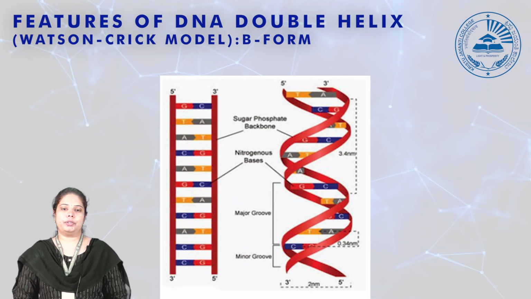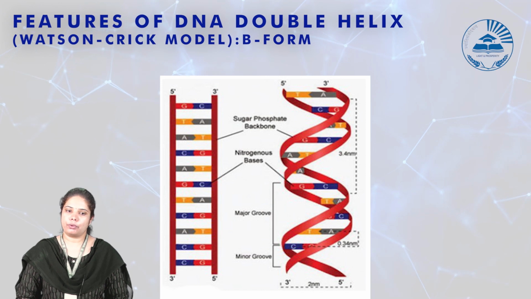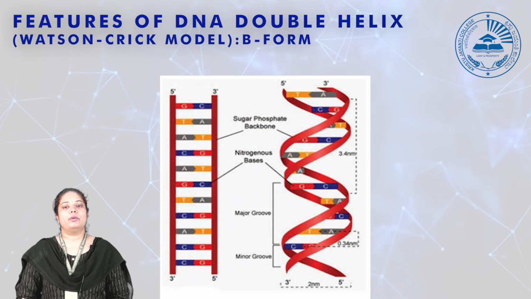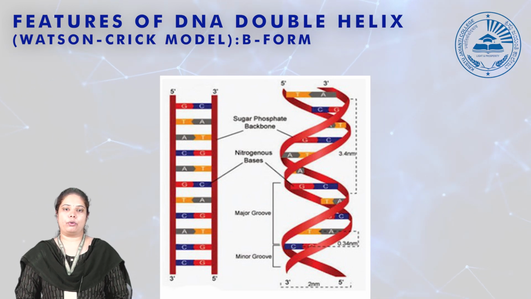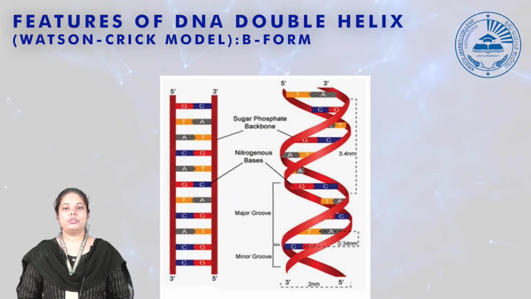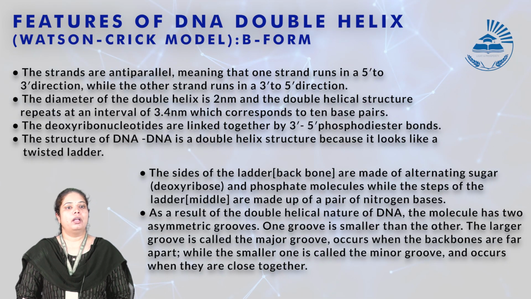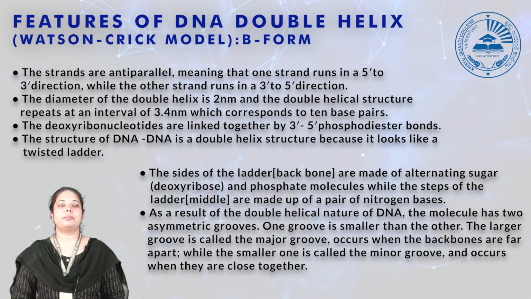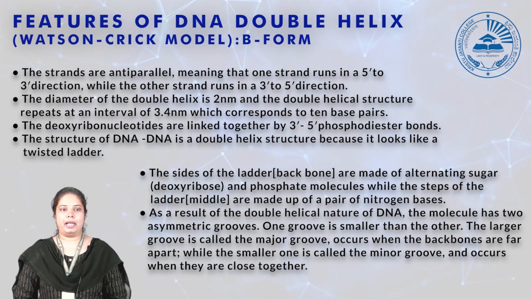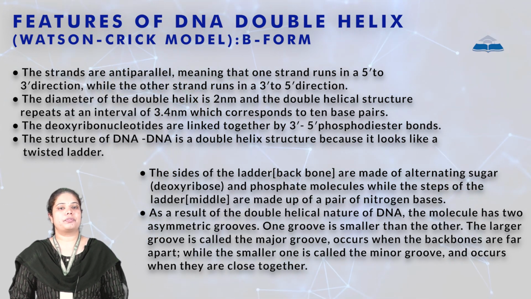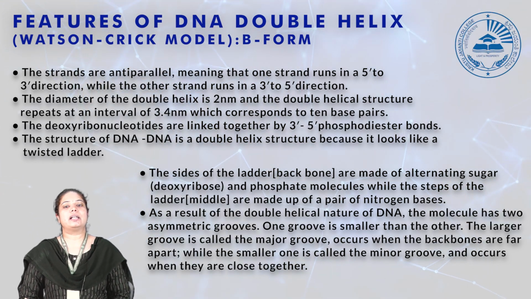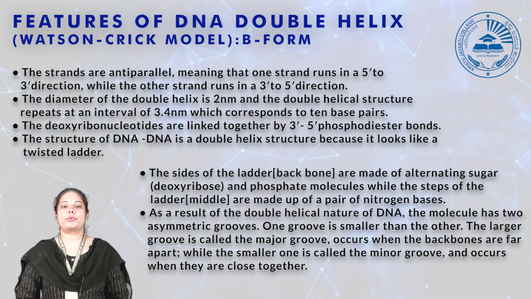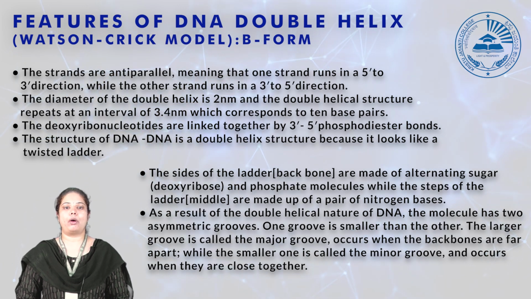Between each of the nucleotides, we have around 0.34 nanometer. And between the strands, we have around 2 nanometer in diameter. And one pitch includes 3.4 nanometer, and each pitch will have around 10 nucleotides in the structure. The strands are anti-parallel, meaning that one strand will run from 5' to 3', the other strand will run from 3' to 5' direction. So already we have studied the diameter of the double helix, which is around 2 nanometer, and the double helical structure repeats at an interval of 3.4 nanometer, which corresponds to around 10 bases. That's why one pitch carries around 10 base pairs.